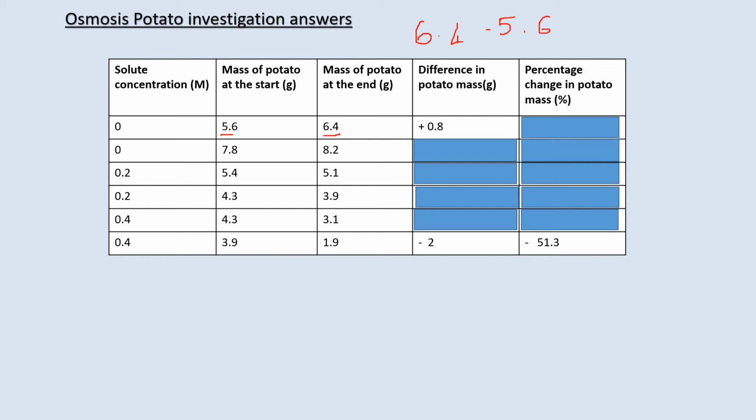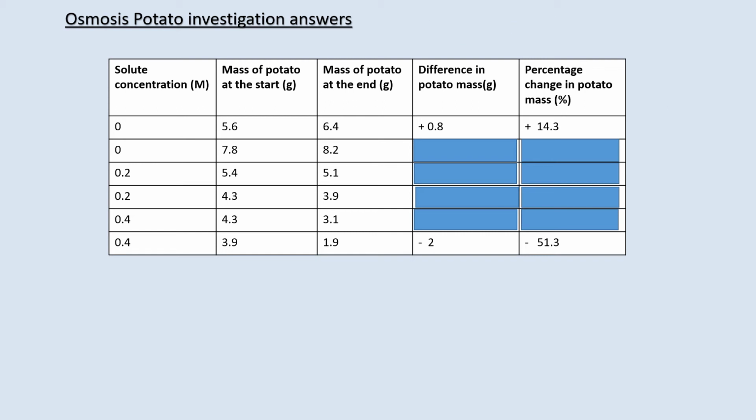Now, to calculate our percentage change in potato mass for this one, we're going to have to do our difference in mass, 0.8, and divide it by our mass at the start, which was 5.6. And this is an important part because if you don't do this, then it will go wrong. You need to click your equals button on your calculator, and then you're going to times it by 100 to make it a percentage change. If we've calculated that right, and remember our plus, we would have got plus 14.3%.